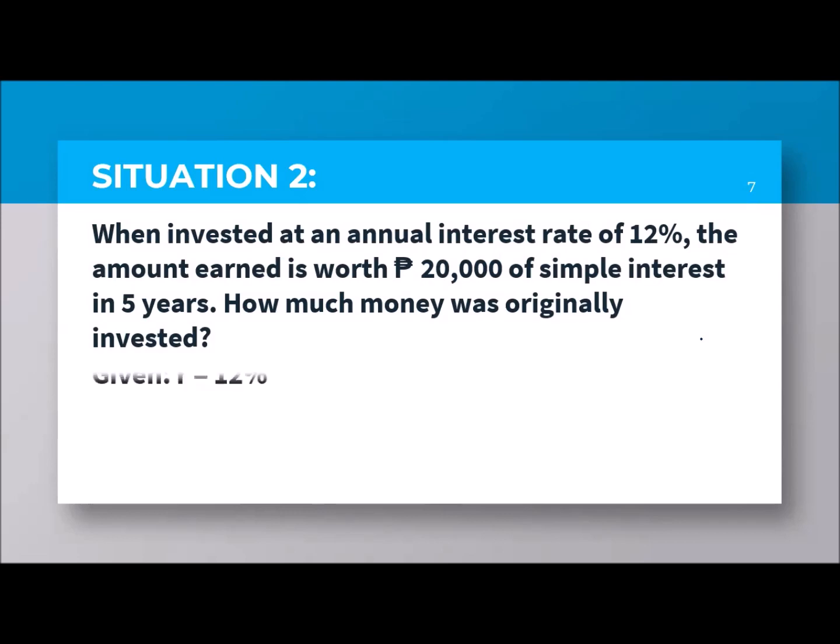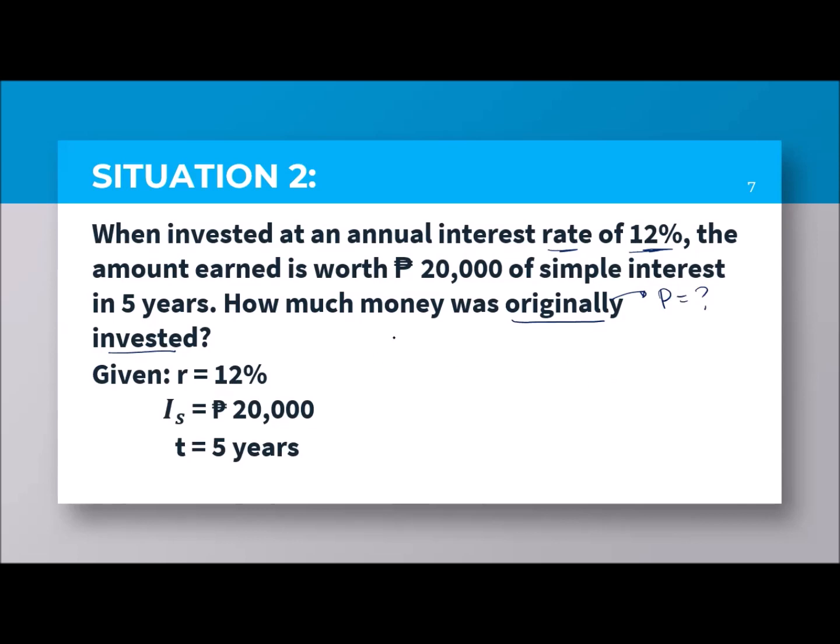So, i-analyze natin ito. Ang given dito ay 12% automatic. Yan ang rate natin. And then, ano yung 20,000 pesos? Sabi, it is the amount earned of simple interest. Ibig sabihin, hindi iyan yung pinagmulan. That shouldn't be the principal amount. But instead, that is the interest amount already. And then, 5 years, automatic, that is the value of T. Okay? So, ang tanong ngayon dito, originally invested. By the keyword originally, ibig sabihin, nawawala yung principal amount.